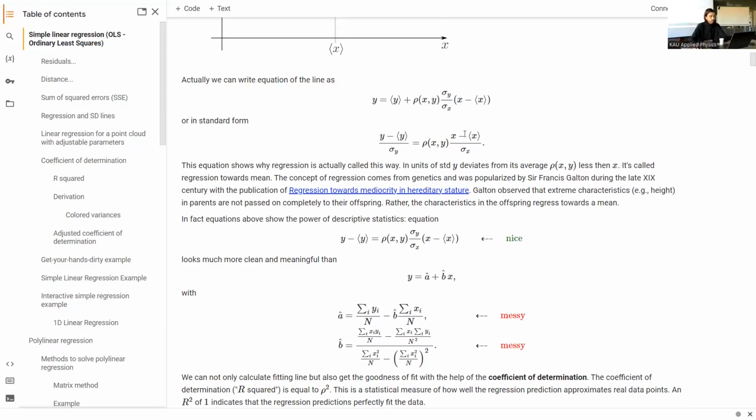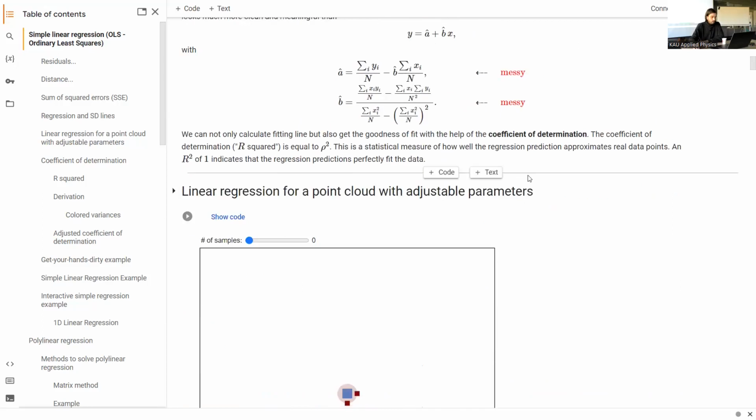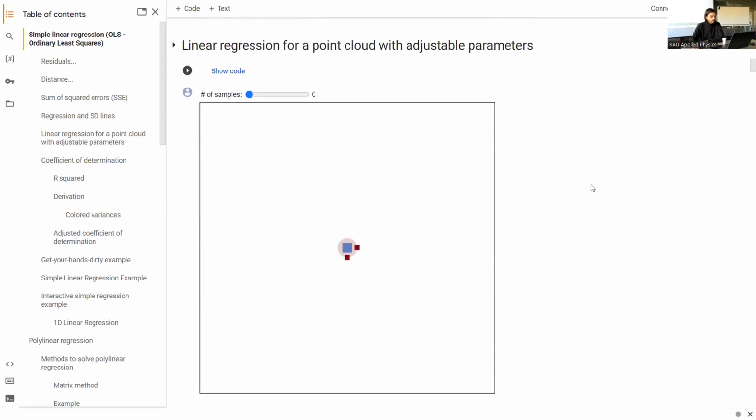If x is equal to the mean value of x, and y is equal to the mean value of y, you get zeros on both sides of this equation. And of course, 0 is equal to 0. So please remember, the regression line always passes through the center of mass, if you wish.